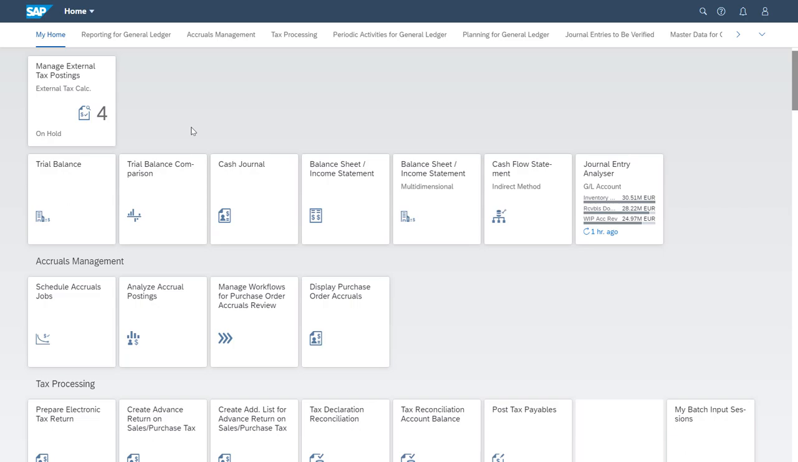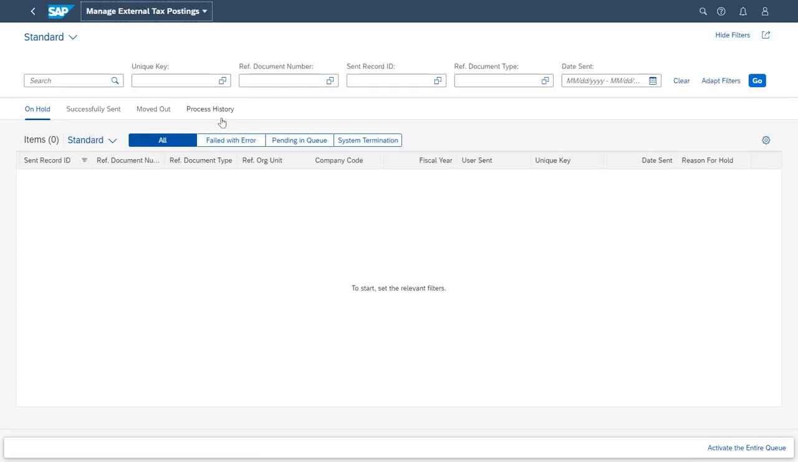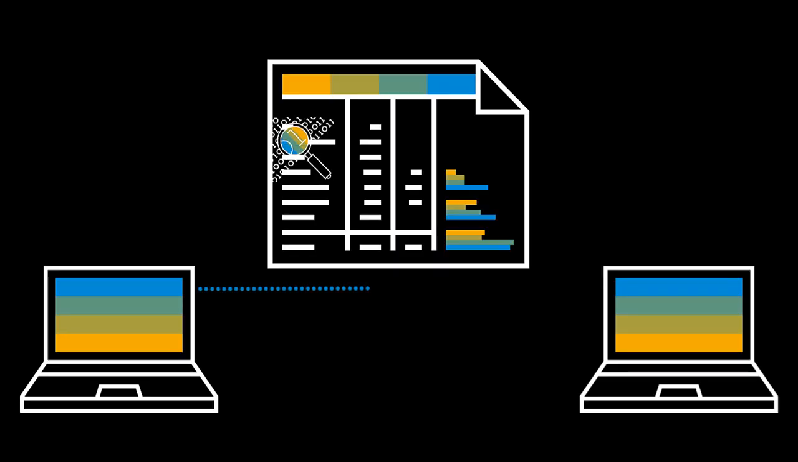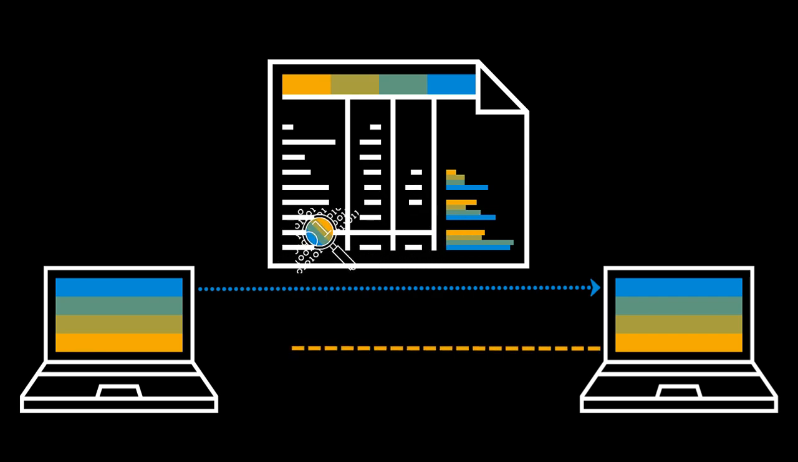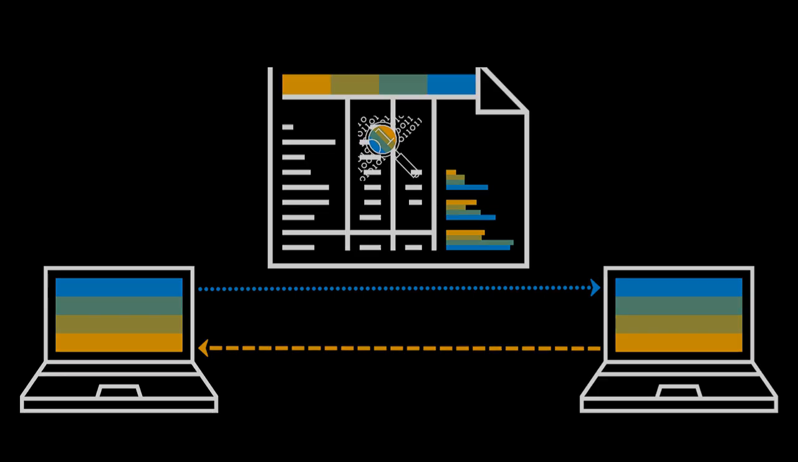Hi, we wanted to show you a little bit more about how you can use the Manage External Tax Postings app to make your work a bit easier. General ledger accountants in the U.S. can use this app to keep an overview of their tax postings when their company is working with an external tax partner. Here's how it works.